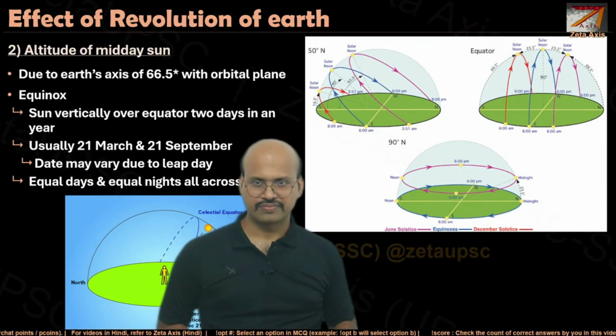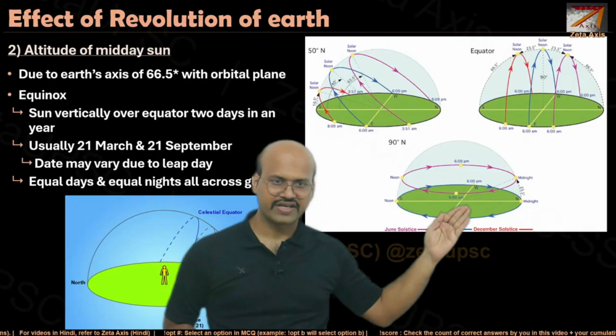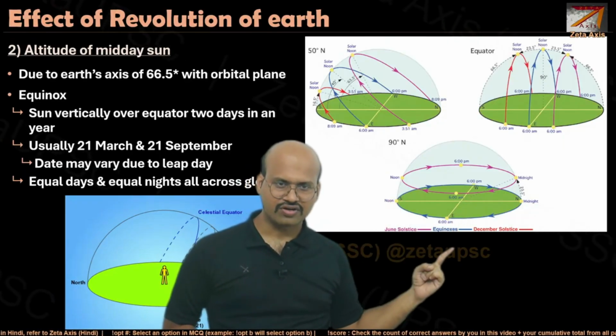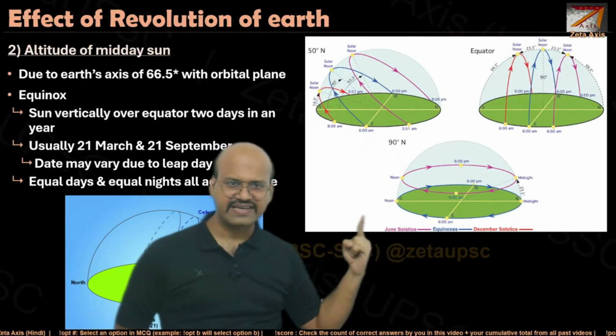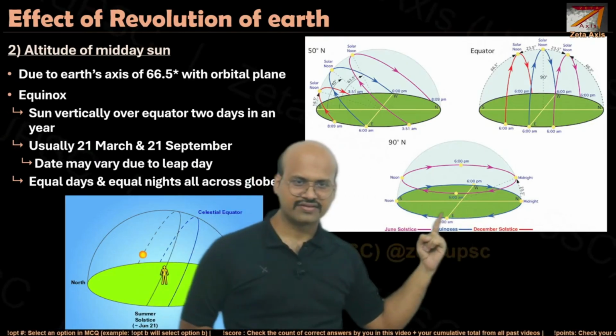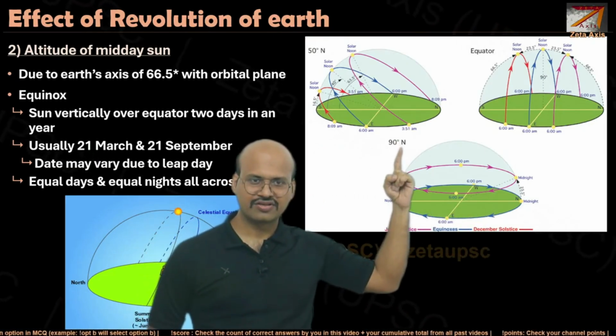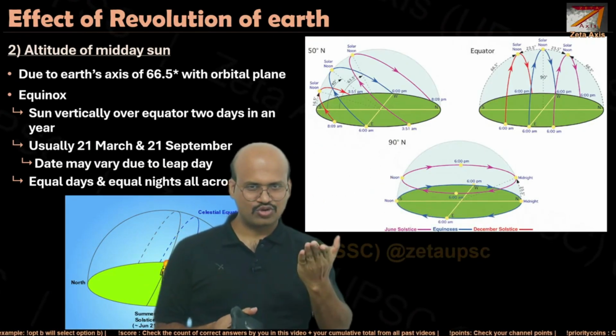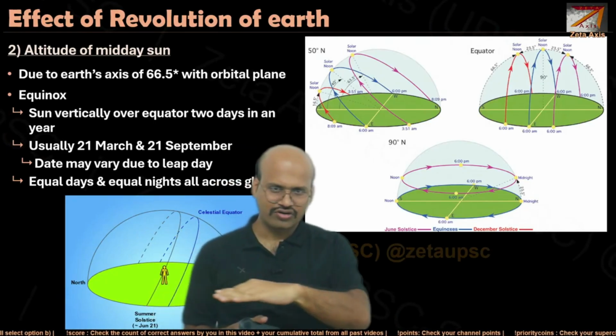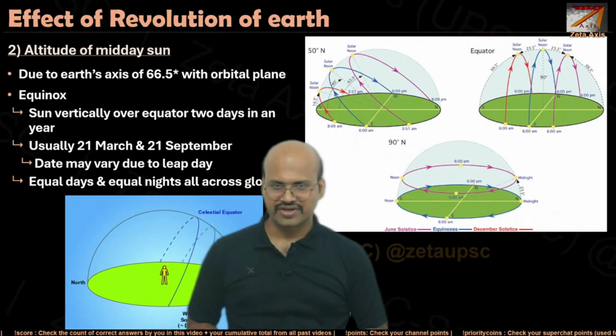There is no shadow. And then here we can see that at equinox, at 90 degrees, the sun is right on the horizon. So you do not see the sun rising up, you do not see the sun setting. It is right at the horizon, just at the boundary throughout the day.